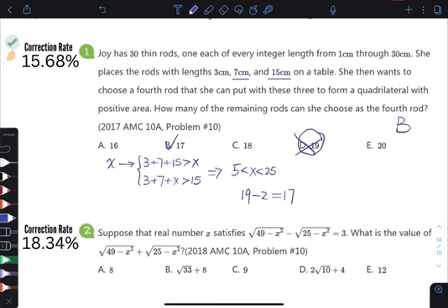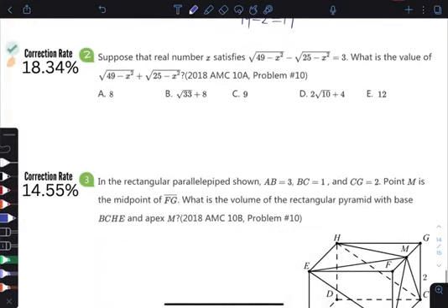Alright, let's go to question number 2. Suppose that real number x satisfies this equation, and what is the value of this expression? And look at the two expressions, they look super symmetrical. So the first one is the difference of the two radical expressions, and the second one is the addition, right? Super symmetrical. So in order to find it out, let's think about what if I do the multiplication.